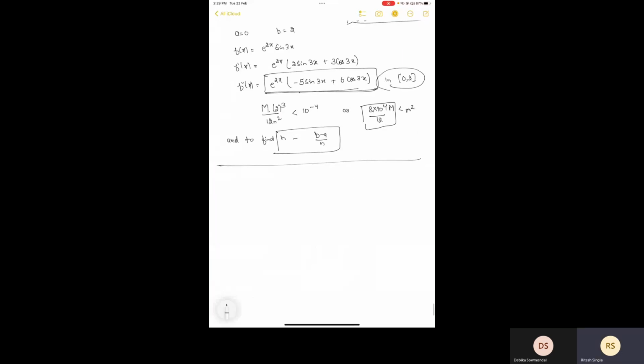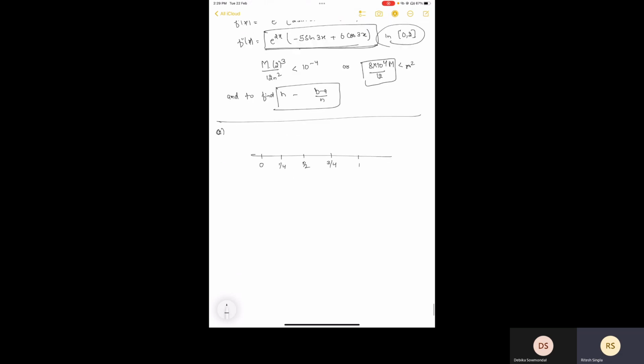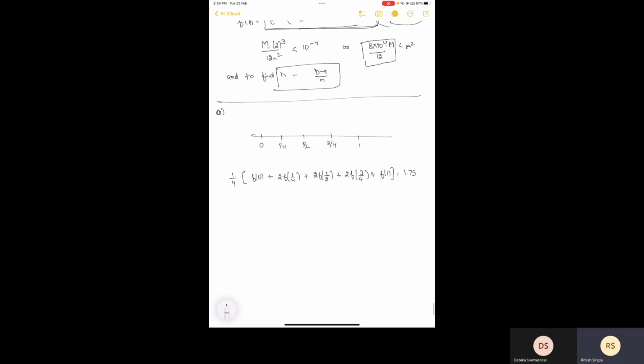Okay. So basically we have 0 to 1 interval. Number 2. So it is 0, 1 by 4, 1 by 2, 3 by 4 and 1. So the formula will be just 1 upon 4 f of 0 plus 2 times f of 1 by 4 plus 2 times f of 1 by 2 plus 2 times f of 3 by 4 plus f of 1 is equal to 1.75, right?